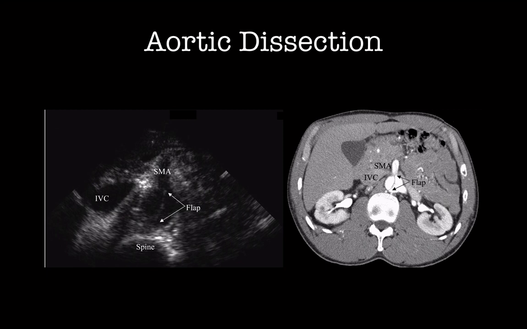Here's an example of a dissection. Here we see that the intimal wall of the artery is outlined on the CT by the contrast in the artery. And we can see it very well. When we look on the ultrasound, we see this faint line, which is that intimal wall or a flap inside the normal caliber aorta. You can see how those are exactly the same correlate, but you can see with ultrasound it's more difficult to see than it is on CT. So the preferred method of diagnosing dissection would be a contrasted CT.